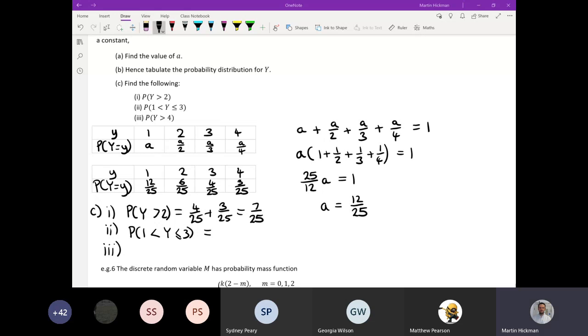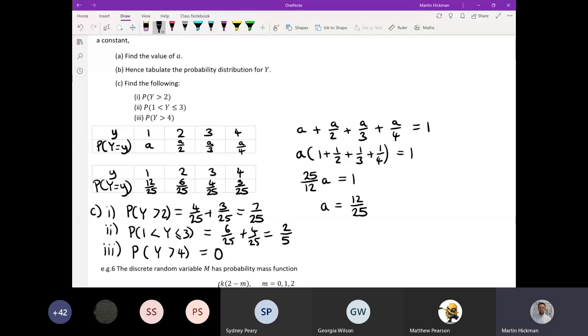Okay, I see a lot of people saying 2 or 3. Do we all agree 2 and 3? Fantastic. So we wouldn't include 1 because it's less than, but we would include 3 because it's less than or equal to. So I do the 6/25 plus the 4 over 25, and that just gives me 2/5 when I add them together. Finally, the probability that y is greater than 4 is just going to be 0.